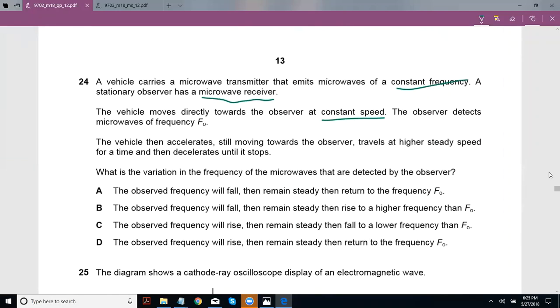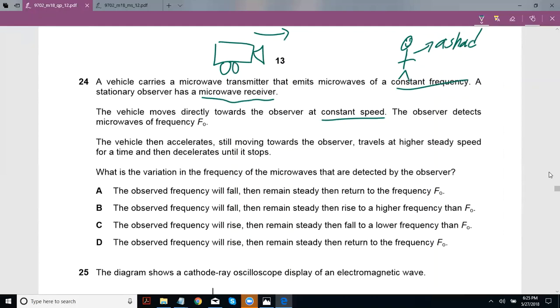So if you know this is the observer, let's say this is some dude. At least get my spelling right. Anyhow, the idea is the vehicle is moving towards the observer. I was never very artistic.